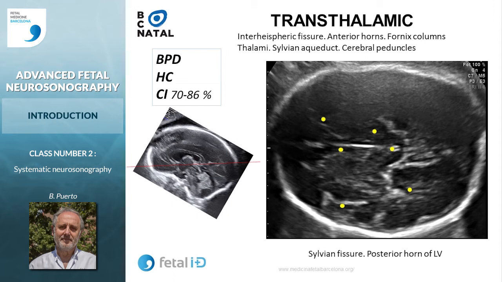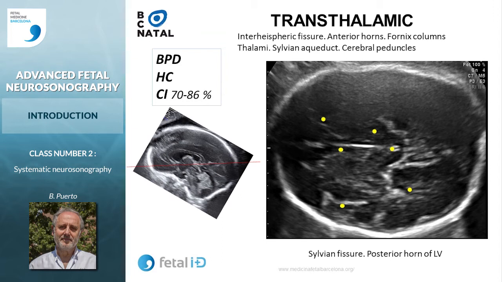The next section, descending caudally, is one of the sections we learned at the beginning of our training, because it's the one used to measure the biparietal diameter, head circumference, and with these also the cephalic index. Below 70% it is considered dolichocephaly, and above 86% brachycephaly, rounder than it should be.